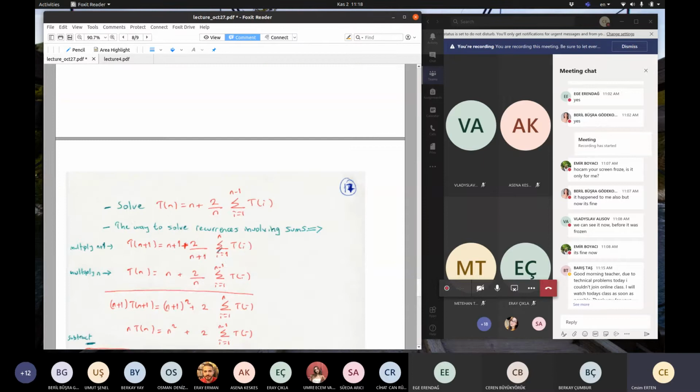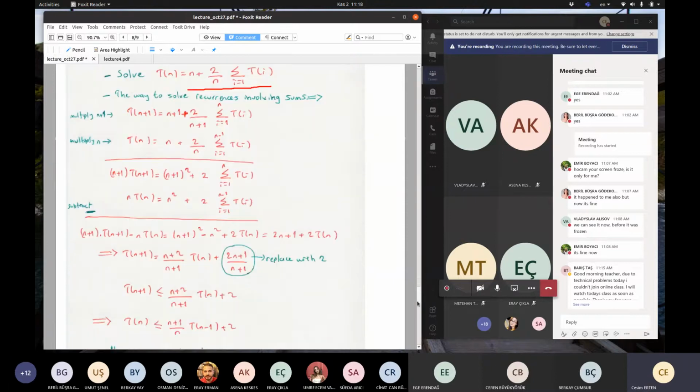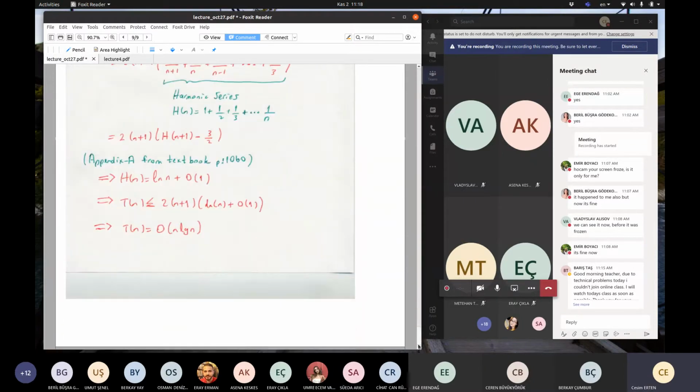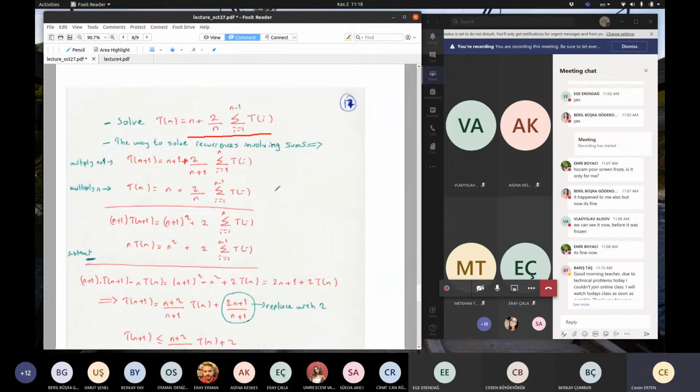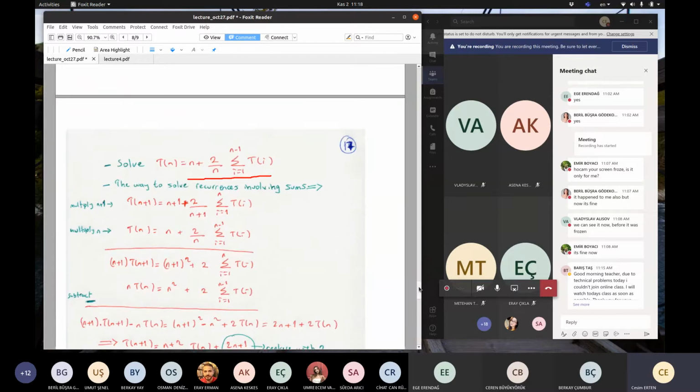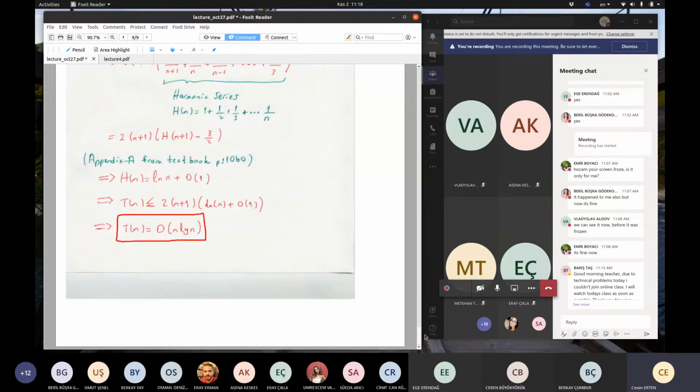I won't show the details of the math. So this is the recurrence we end up with, and if we do some math work on this recurrence, at the end we will see that T of n will be upper bounded by n log n. T of n will be big O of n log n. You can check out the details of the math required later on, but this is just to give you an intuition.